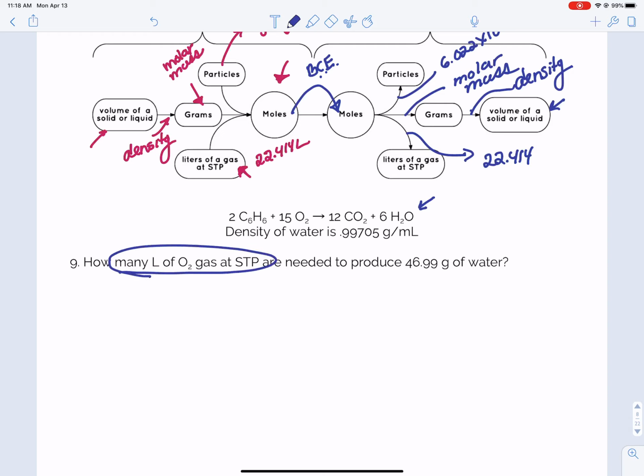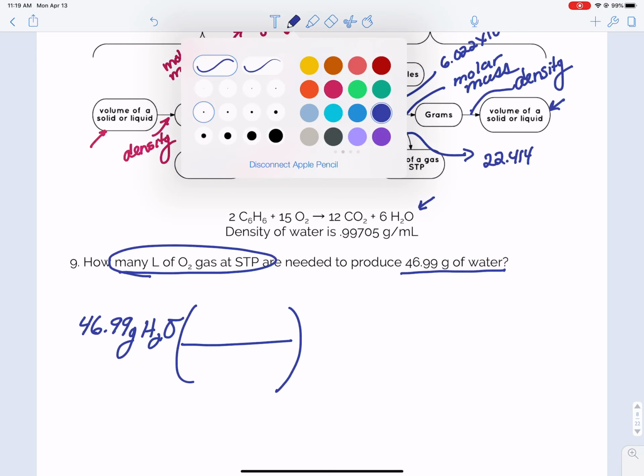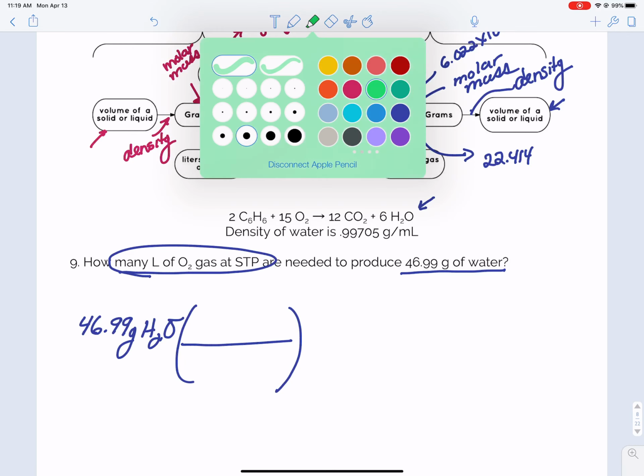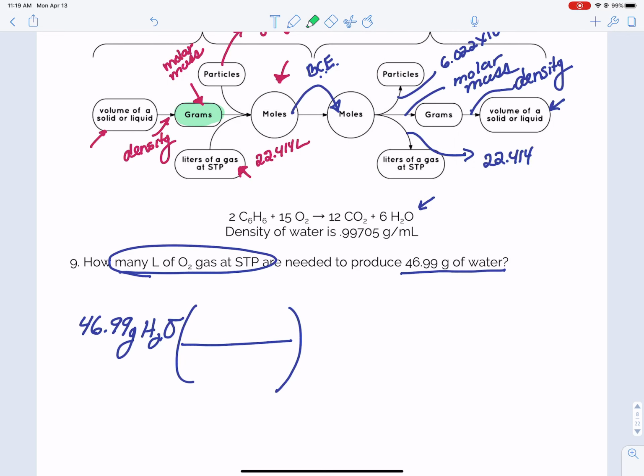So circle the unknown, liters of oxygen gas. This is what's given to me, 46.99 grams of water. So I always take the clue and I write it out front, 46.99 grams of water. If you look at the map above, where am I starting this problem? Right? I'm starting this problem right here, grams of something that's been given. So in the first parenthesis, I use the molar mass to convert to moles. Remember, where am I always going? I'm trying to convert to moles of known. So 1 mole of water, and the molar mass of water is 18.016 grams.